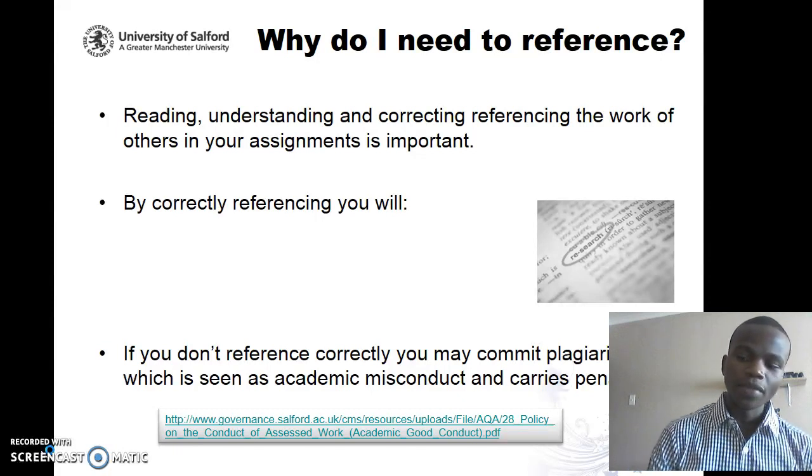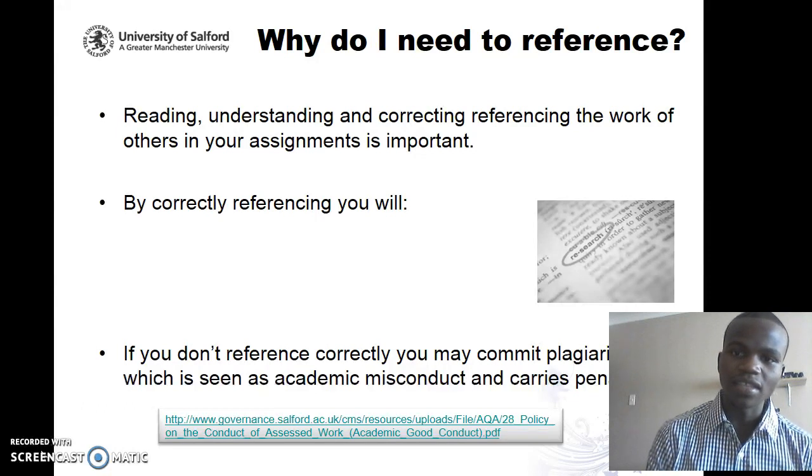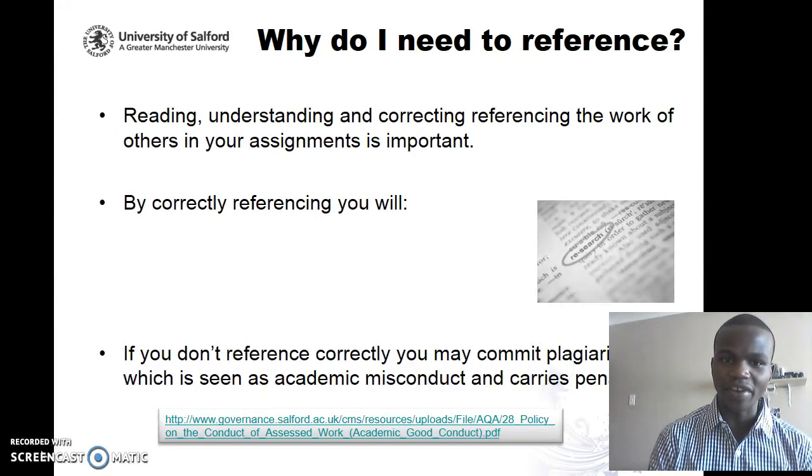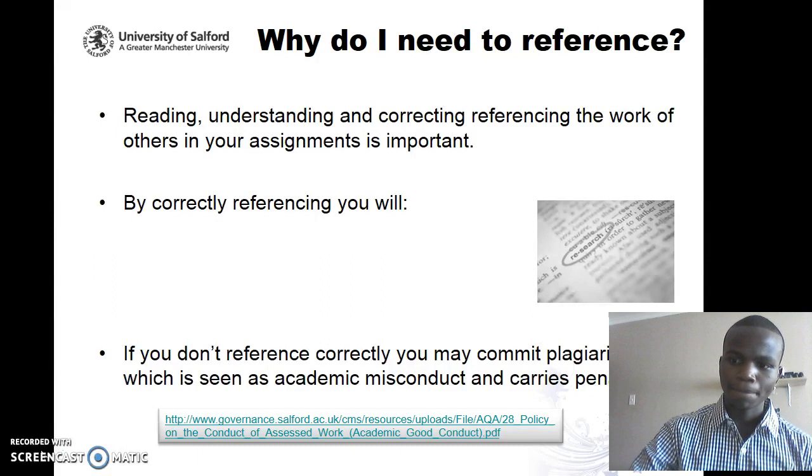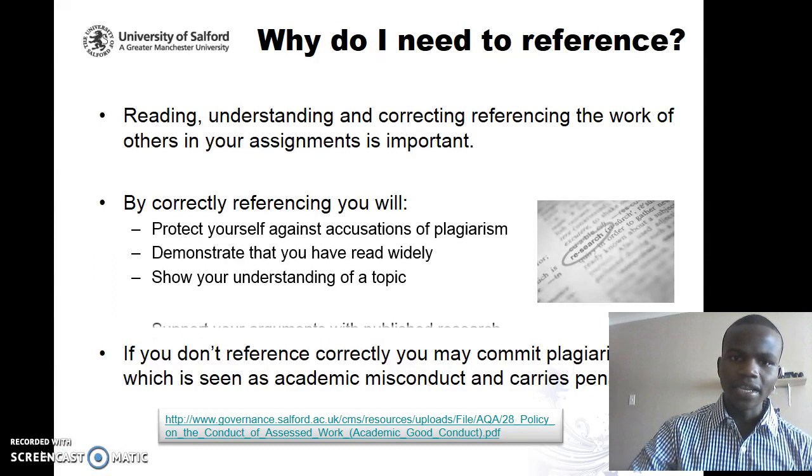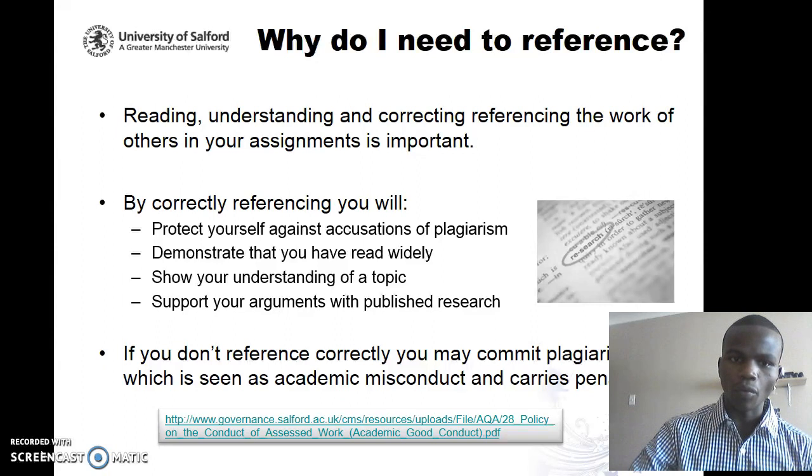Okay, so many students can ask themselves, why do we actually need to reference? In no time we are about to know why. Is it necessary? Why will lecturers keep on telling you the need of referencing, why it is very, very important. Reading, understanding, and correctly referencing the work of others in your assignment is important. Okay, these are the reasons. By correctly referencing, you will protect yourself against accusations of plagiarism.